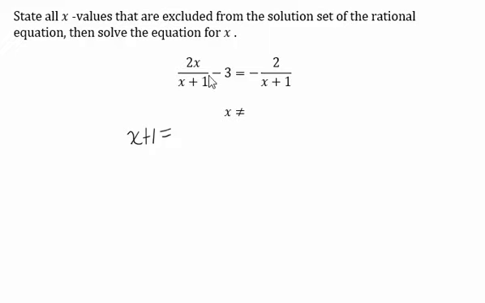So we set the denominator equal to 0 and solve that equation for x, and so subtract 1 from each side and we get x equals -1. And so this is the value that should be excluded from the solution set.